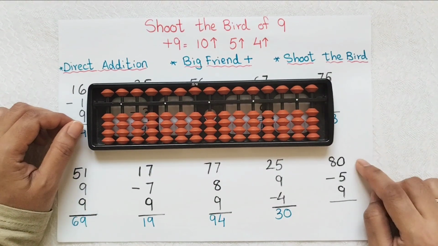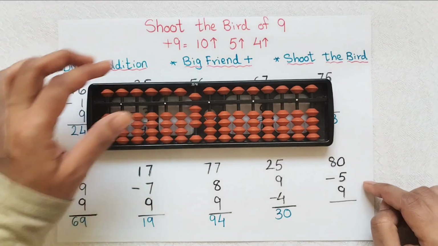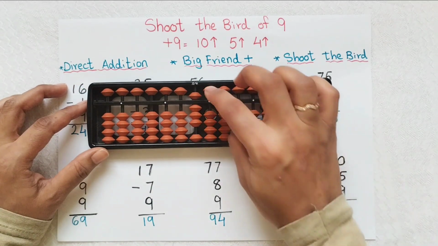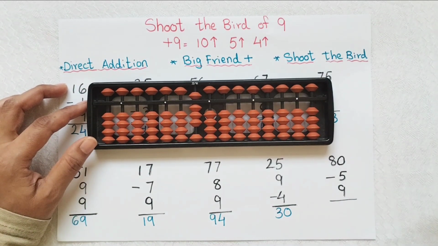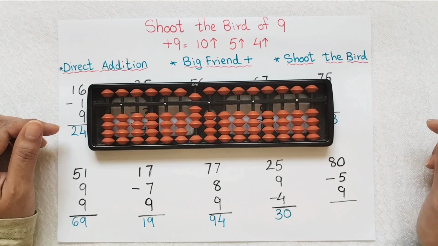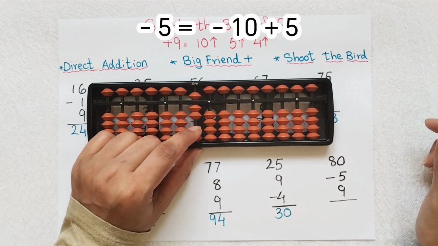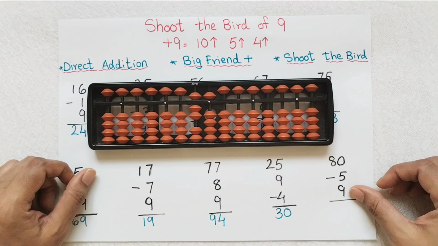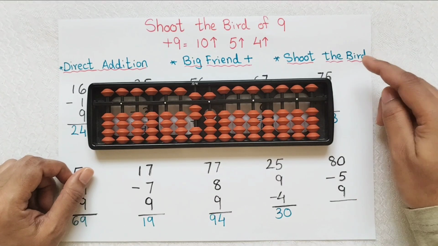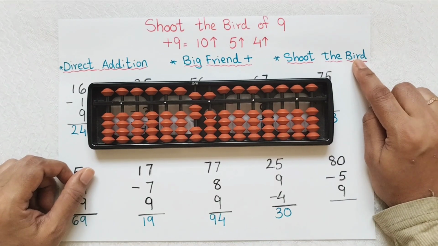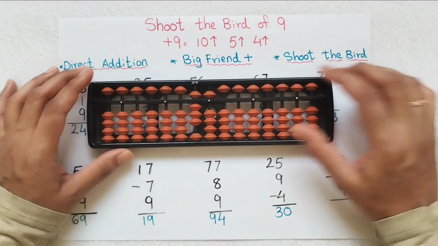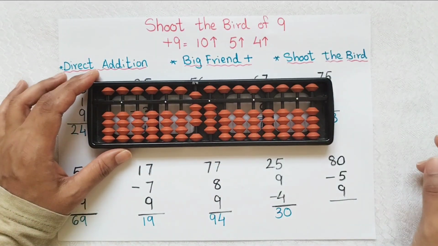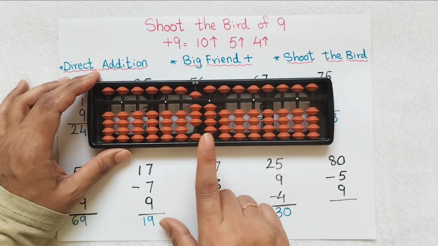Now next one, 80 less 5 plus 9. 80 less 5. I cannot do direct subtraction, so I have to use big friend subtraction here. The formula is less 10 plus 5. Now plus 9. How will I do? I have to use shoot the bird technique. Very good. That is 10 up, 5 up, 4 up. My answer is 84.